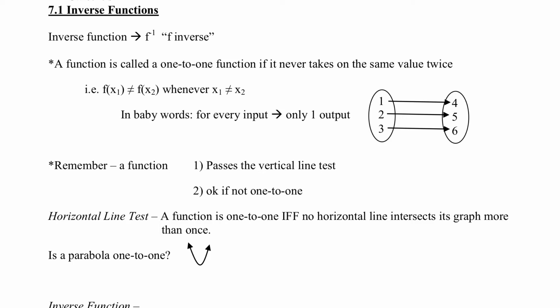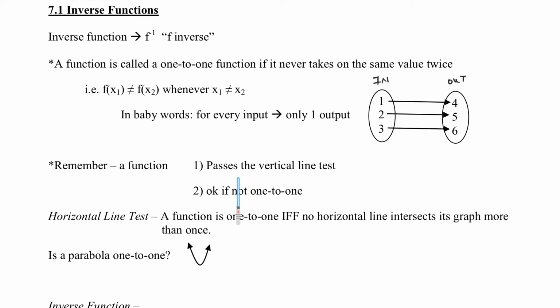An inverse function, f inverse, is what we already know, and we write f to the negative 1, which means the inverse. A function is called one-to-one if it never takes on the same value twice. So we're doing a little bit of review here. If I've got these inputs and these outputs, in and out, for every input there's only one output. In baby words, that's what one-to-one means.